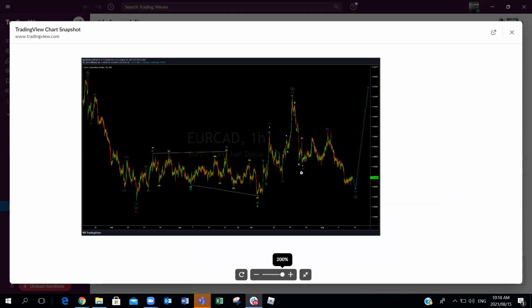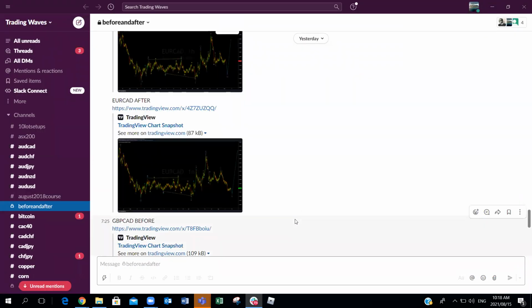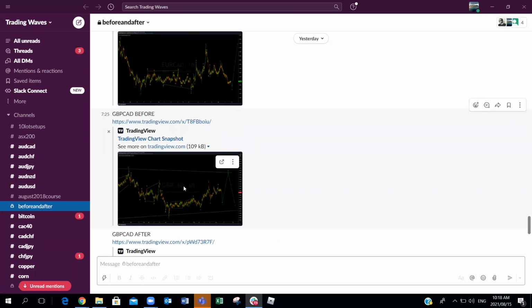So this is how it has eventually played out. We've got that flat correction there. We've made a move to the downside. Now the question is whether we now get a move to the upside, which is what we're going to update shortly when we start with our analysis. Right, that was Eurocad. Pound CAD was an interesting one.